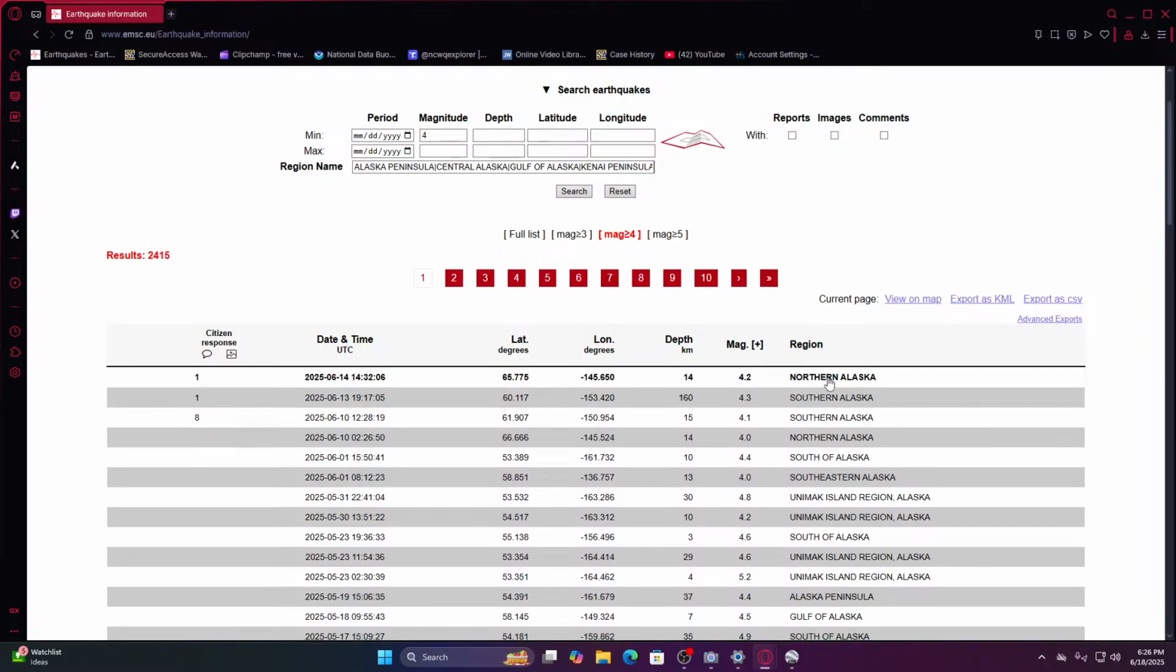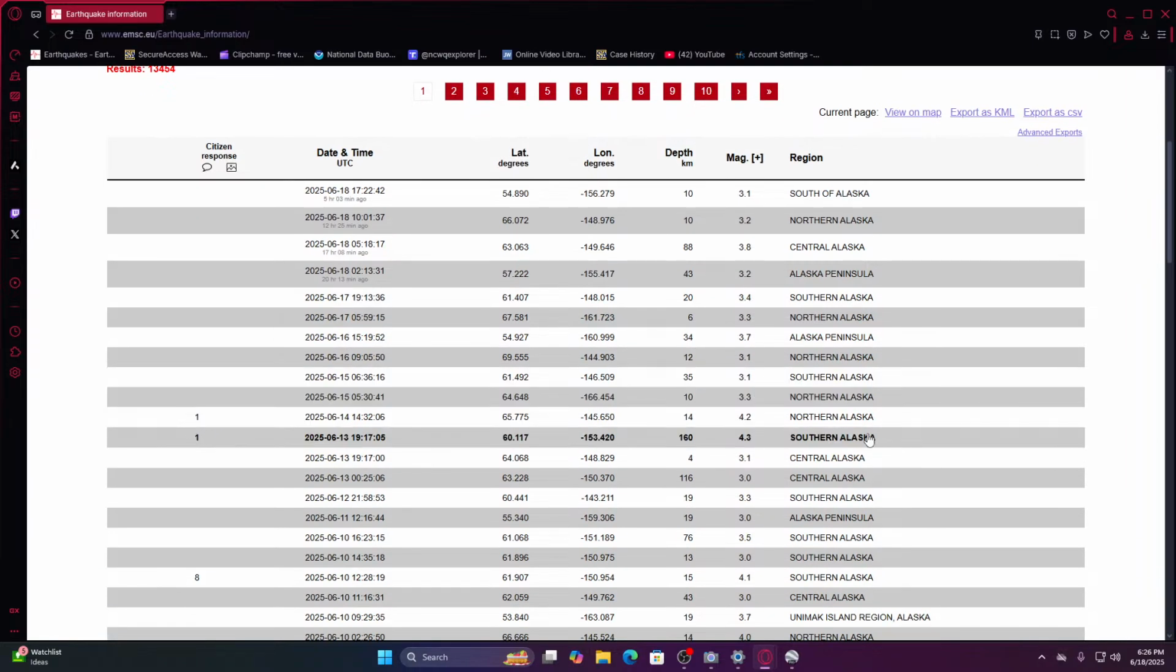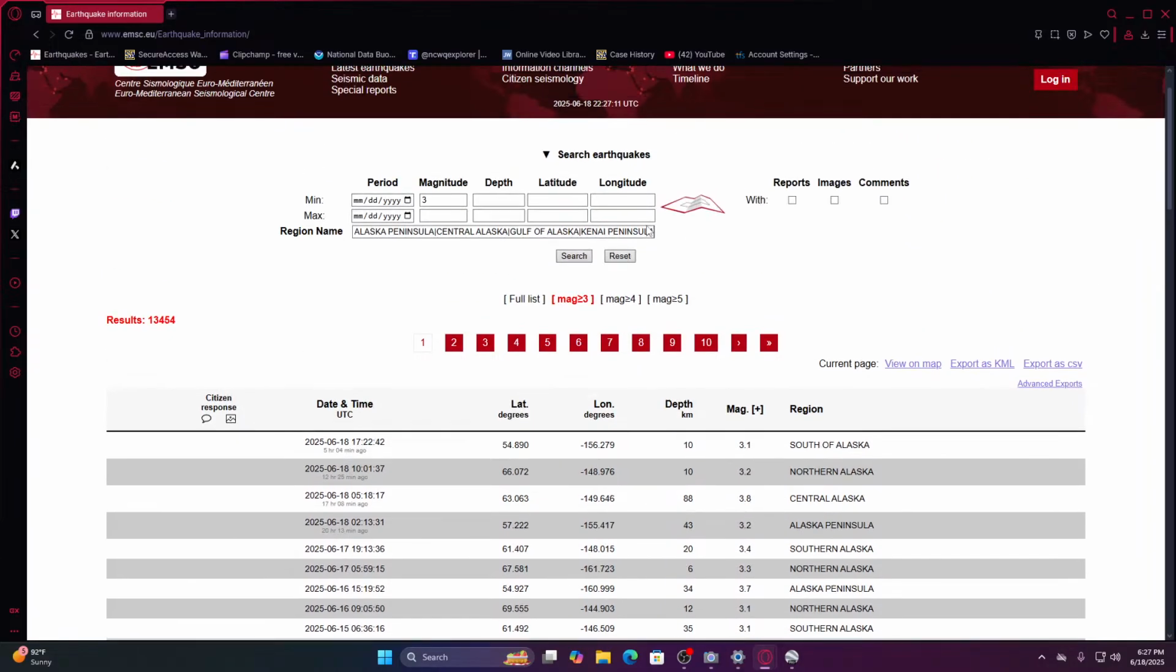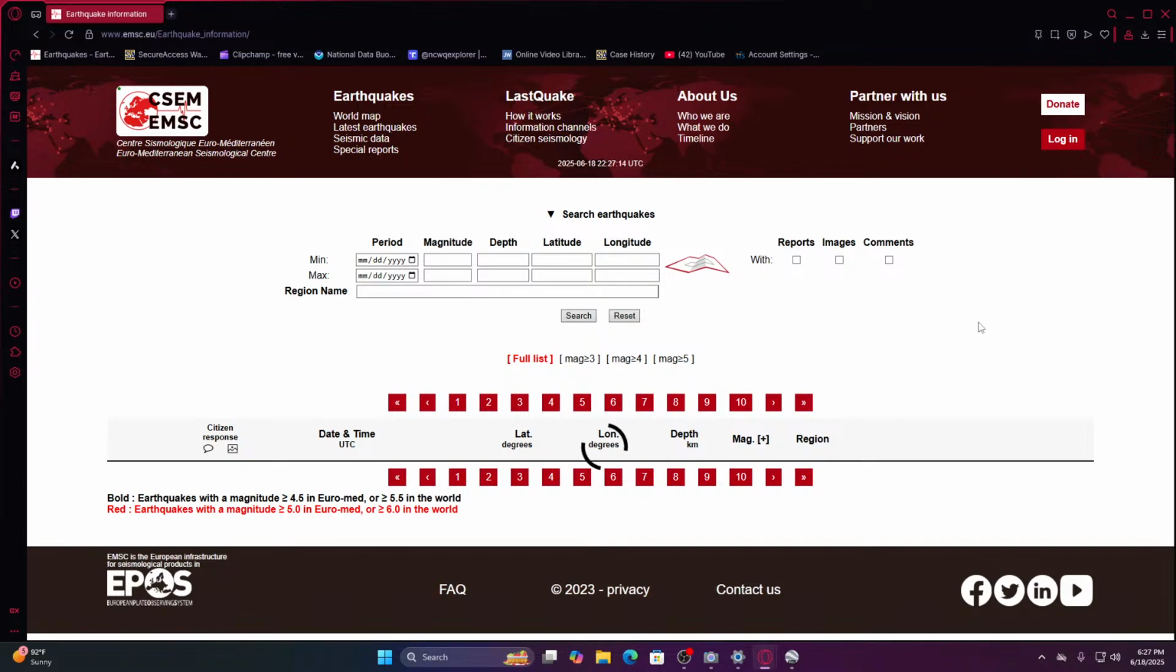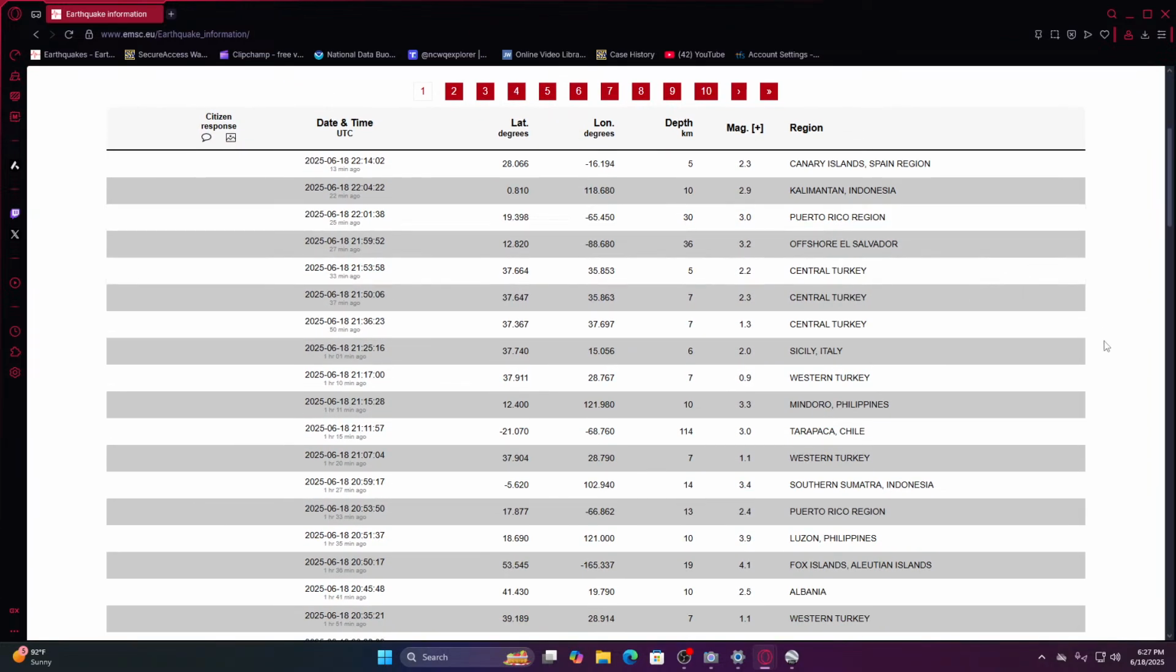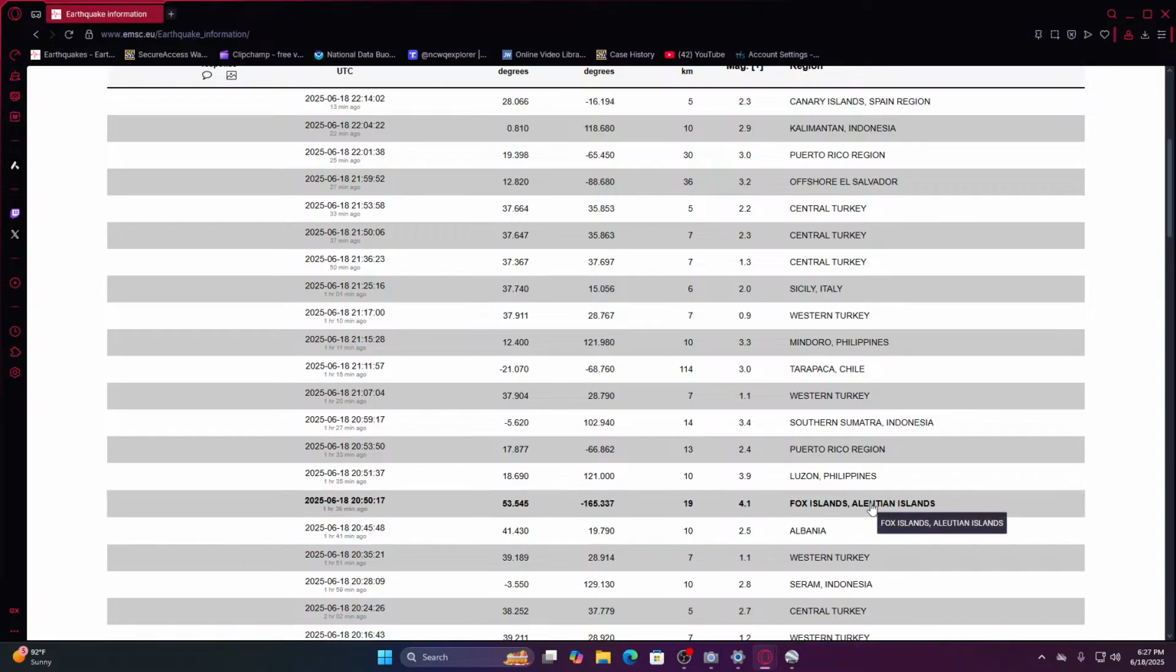So this is northern Alaska. This is 6/14/13. And then threes. Today is the 18th. So there have been 3 threes today, a 3.1, a 3.2, and a 3.8. I'm sorry, a 4 and a 3.2. Alaska Peninsula, Central Alaska, Northern Alaska, and South of Alaska. So there has been 3 threes today. The biggest one was a 3.8. And this one here that I was looking at, the 4.0, 4.1, Fox Island, Aleutian Islands.